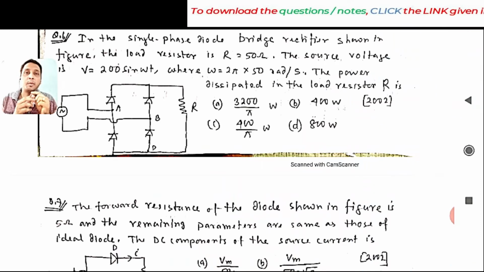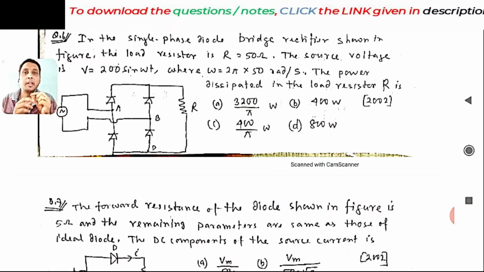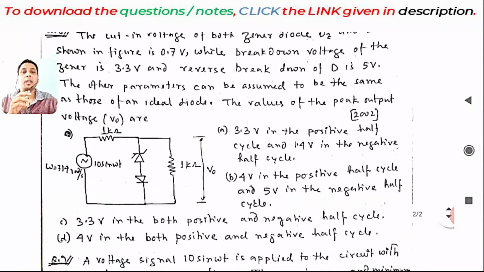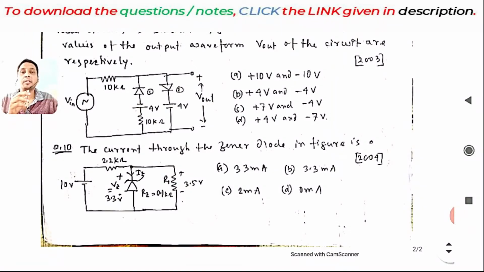Okay students, I welcome you all to the second lecture of this GATE analog electronics or analog circuit series. Here also you will be solving 5 questions today, again from question number 6 onwards: question number 6, 7, 8, 9 and 10. So let's try to solve these questions.